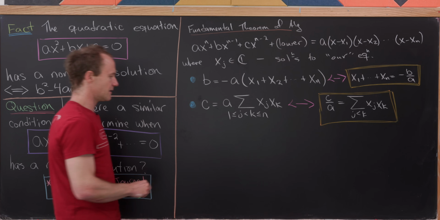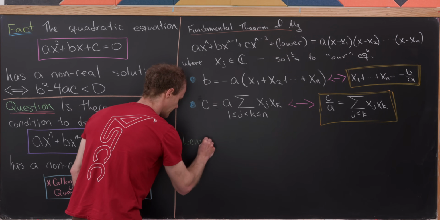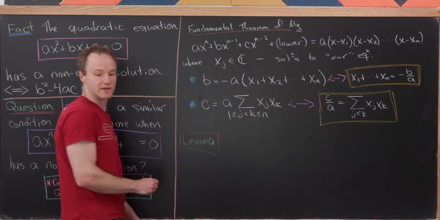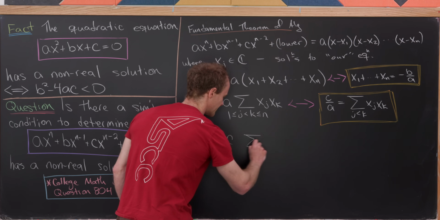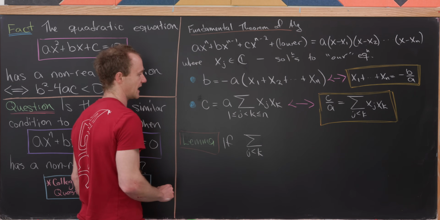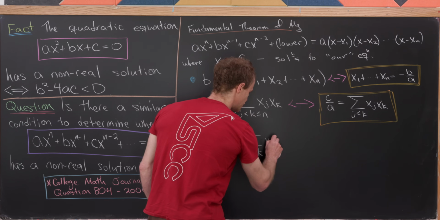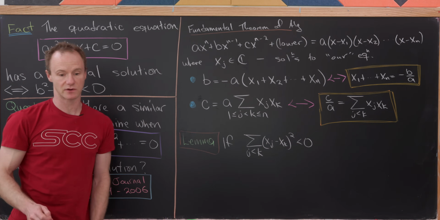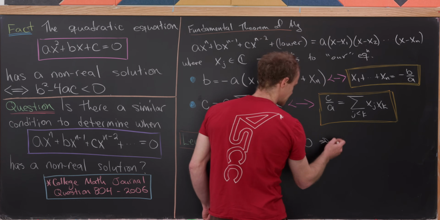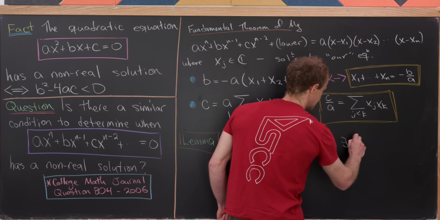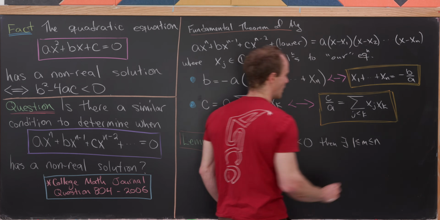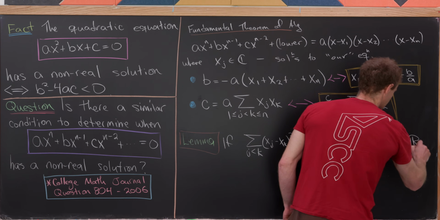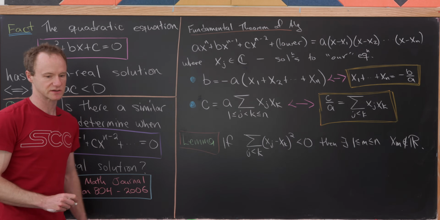And then next up, before we really dive into the main calculation here, I'd like to present the following lemma, and that's going to say this. If we take the sum over all j less than k of xj minus xk squared, and we get something less than 0, then that tells us that there exists some m between 1 and n where x sub m is not a real number. In other words, we have a non-real solution.